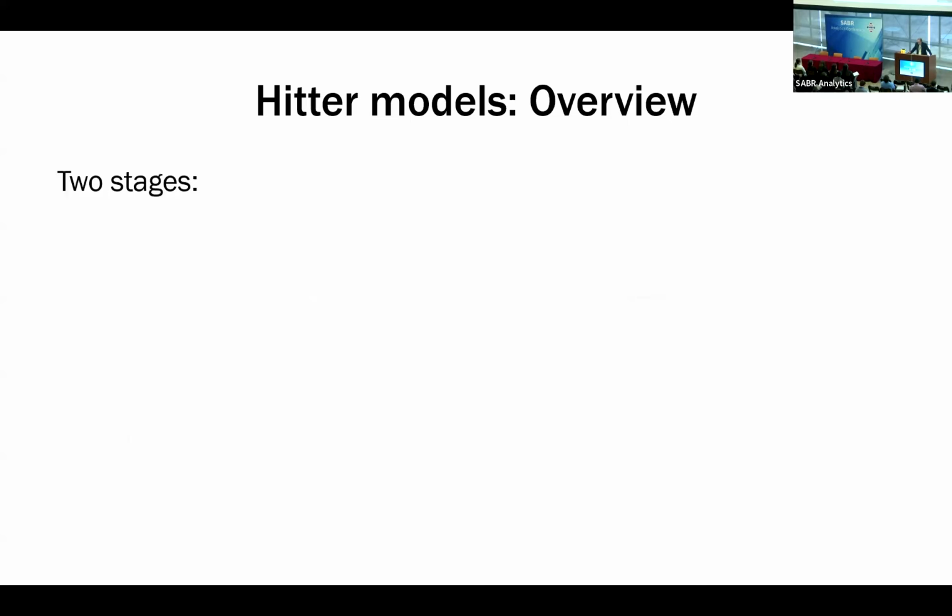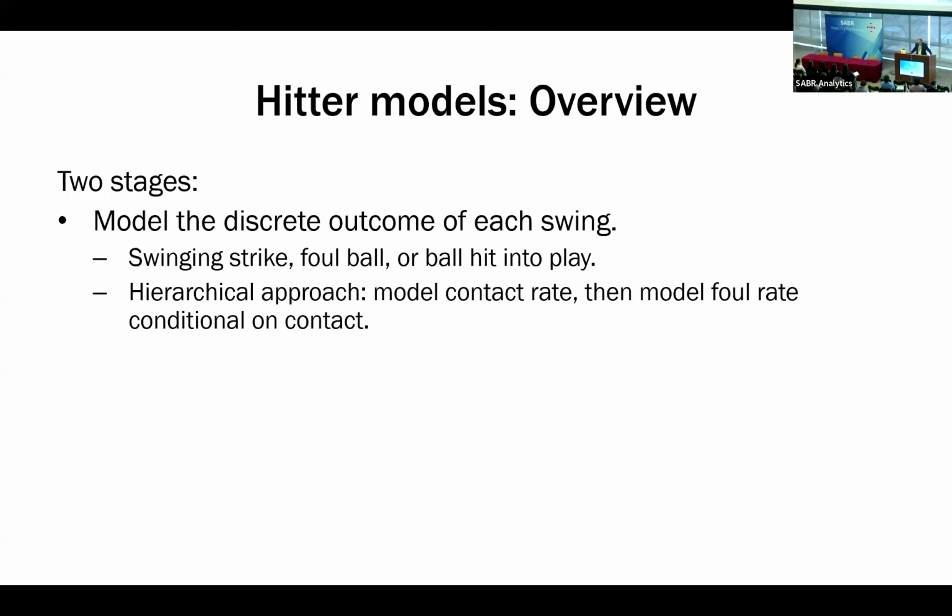Okay, so I build these models in two stages. First, I'm going to model the discrete outcome of each swing. So what's the probability of a swinging strike? What's the probability of a foul ball? What's the probability of a ball hit into play? I'm going to do this using a hierarchical approach. So first, I model contact rate. Does the hitter make contact? Then conditional on contact, I model foul rate. So does this ball foul or hit into play?